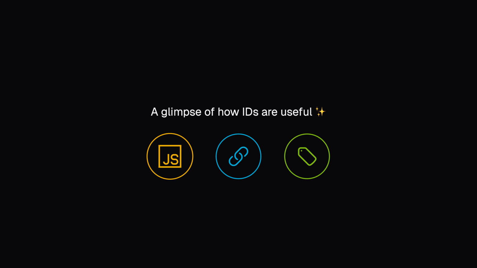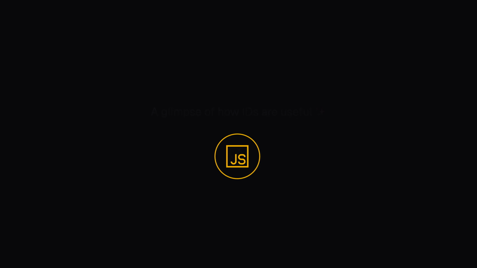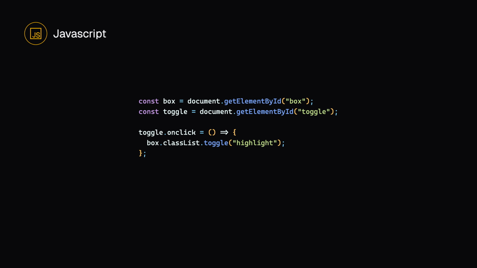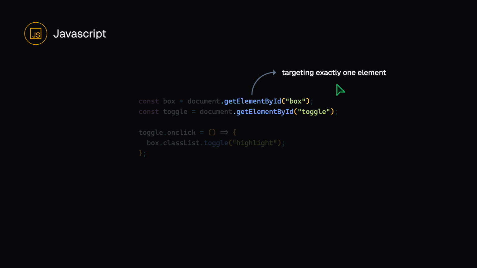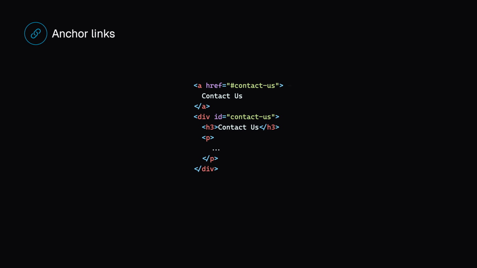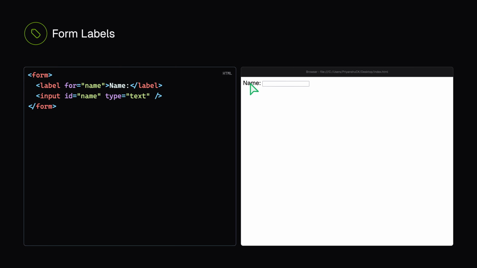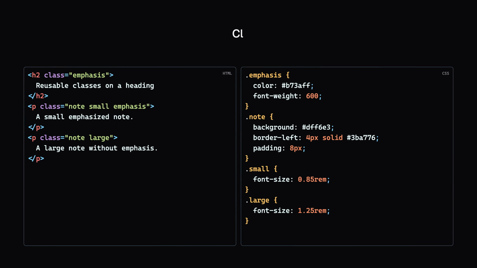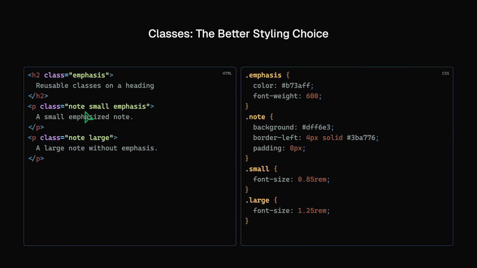IDs are primarily used for three main purposes. First, JavaScript. When you are writing JavaScript to interact with your web page, IDs are perfect because they guarantee you are targeting exactly one element. Second, anchor links. You can link directly to a specific section of your page using IDs. And third, form labels. Labels can be associated with form inputs using IDs. But for general CSS styling, classes are almost always the better choice because they are reusable and more maintainable.